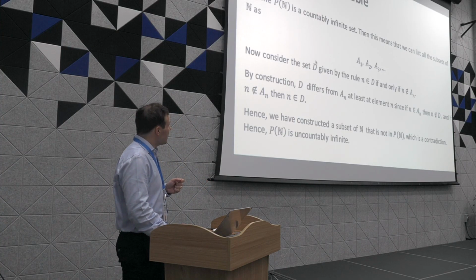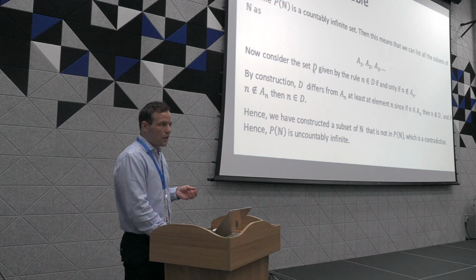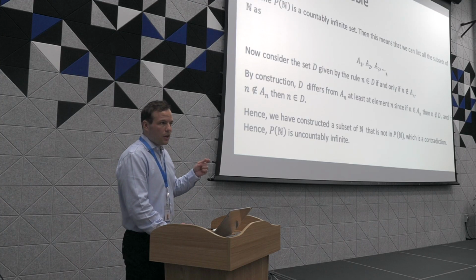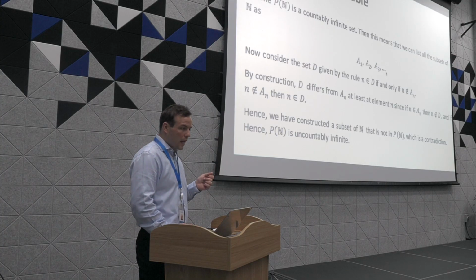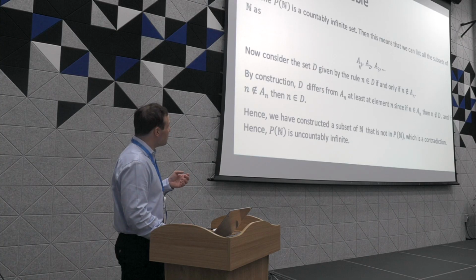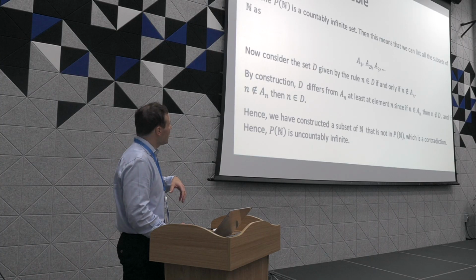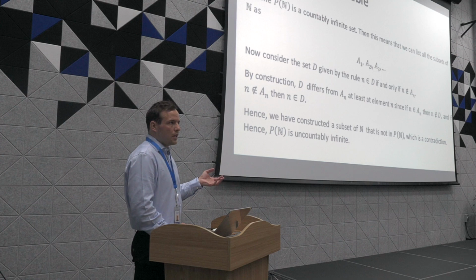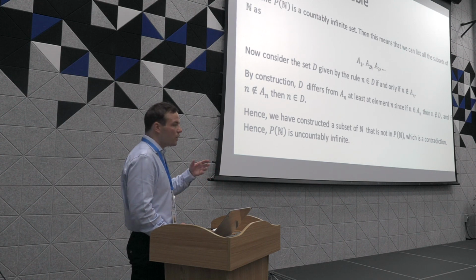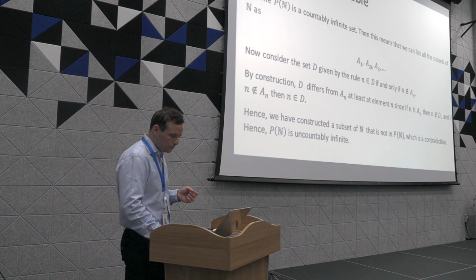So D is also a subset of the natural numbers, but it differs from everything in our list, at the very least, by the element n. So this contradicts our assumption that we could list them all in the first place. And so the subsets of the natural numbers are not countable, they are uncountably infinite.